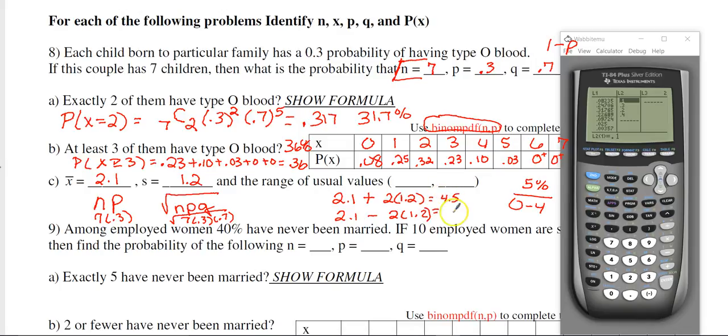This one is -3. So the range of usual values would be from -3 to 4.5 if you were talking about standard deviation.